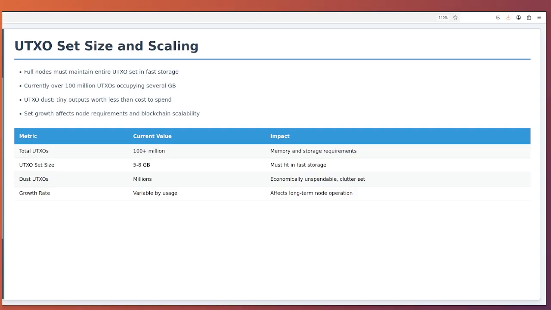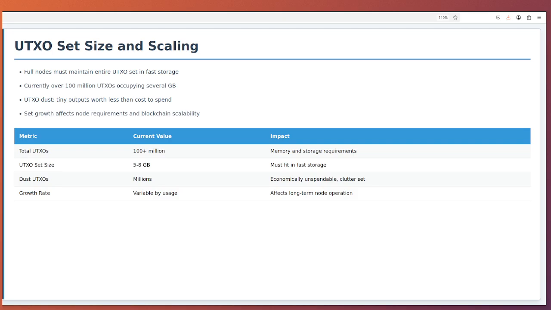Scaling proposals must consider UTXO set growth. Increasing block size means more transactions, potentially creating more UTXOs faster. This is one reason why blockchain scaling is complex. It is not just about block size, but also about the downstream effects on the UTXO set.